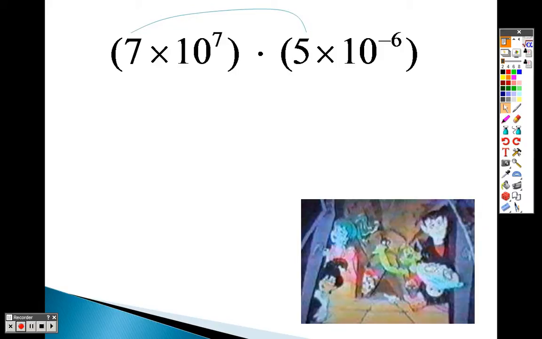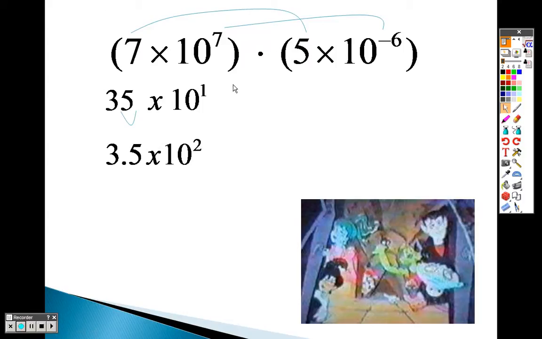So we multiply again. 7 times 5 is 35. And we take the exponents and you add them because it's multiplication. So 7 plus negative 6 is 10 to the first power. So 35 times 10 to the first power, but we can't have 35 because that's bigger than 10. So how can I rewrite that? So it's in between 1 and 10. I move the decimal 1 spot, and since I moved it to the left 1 spot, that means I need to add 1 to that, so it's 3.5 times 10 squared.